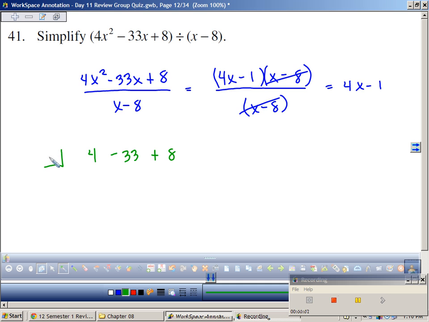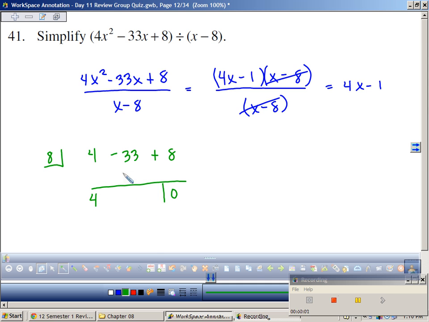What's my factor? 8. Good. Negative 8 is x minus negative 8, so my factor is 8. Correct? Okay. So I draw a line. Put a little line here because this must be 0.